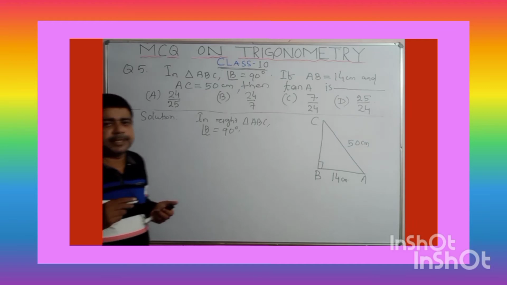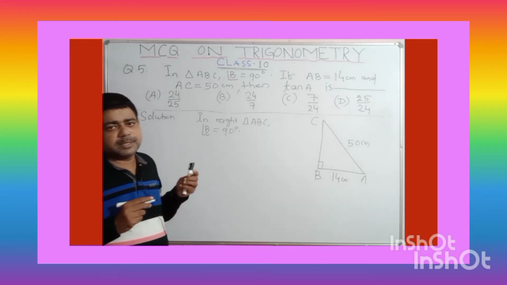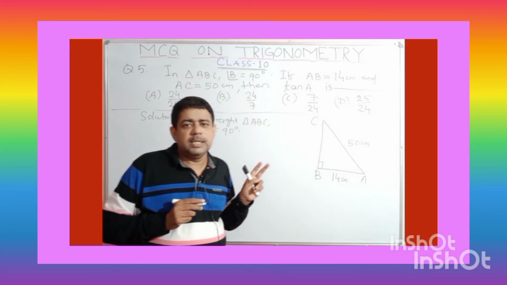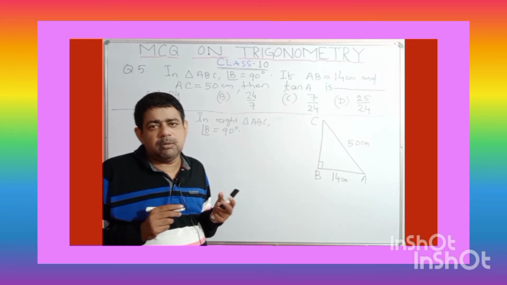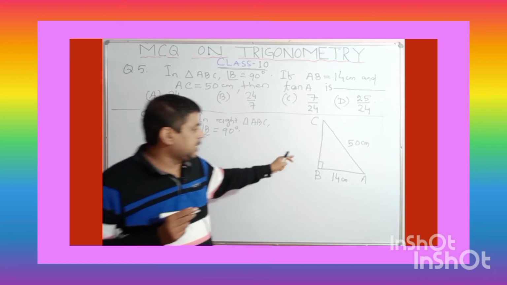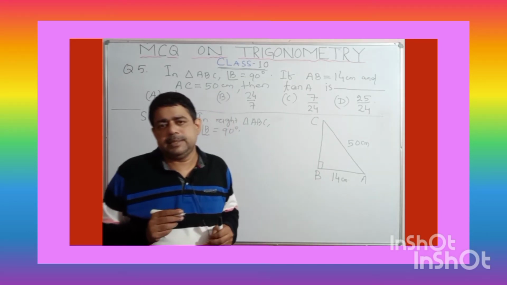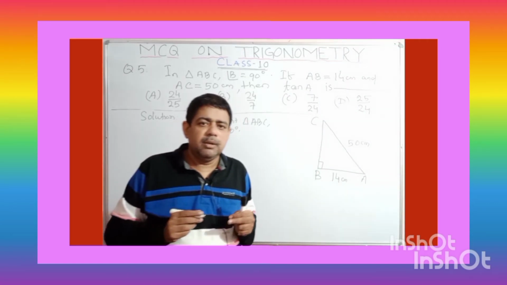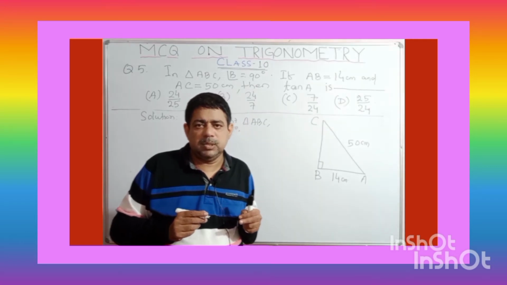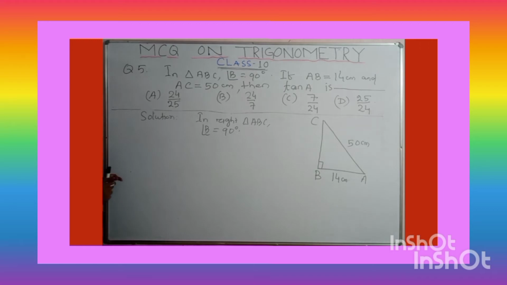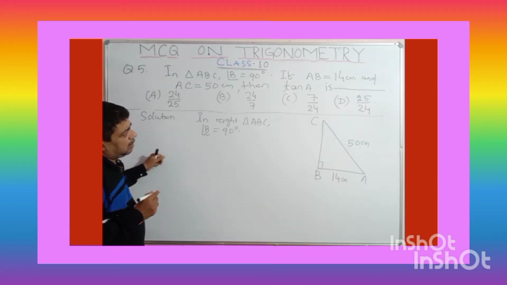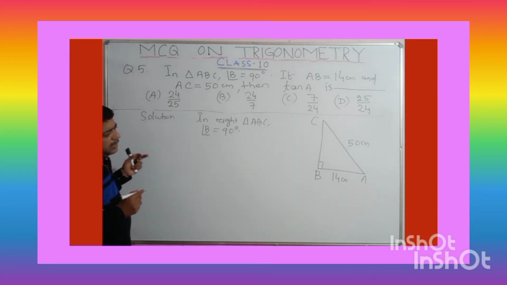Yes students, in a right angle triangle, whenever we solve this type of problem, two sides are given and you have to find the value of one trigonometric ratio. If two sides are given, you have to find the other side using the Pythagoras theorem. After that, you can find any trigonometric ratio. This is one of the major concepts, how to find any trigonometric ratio if two sides are given.